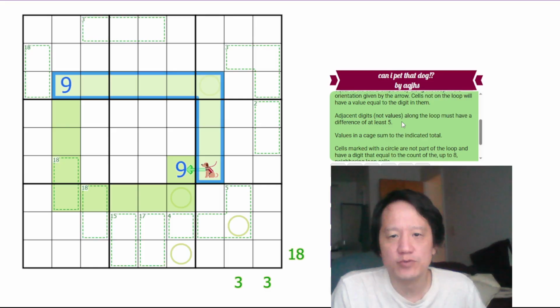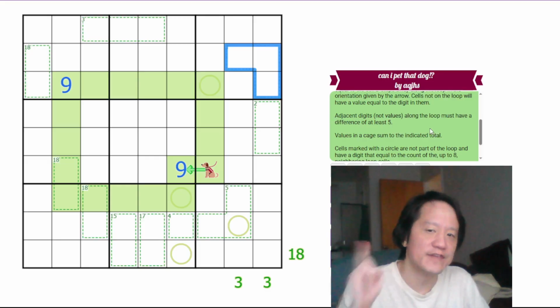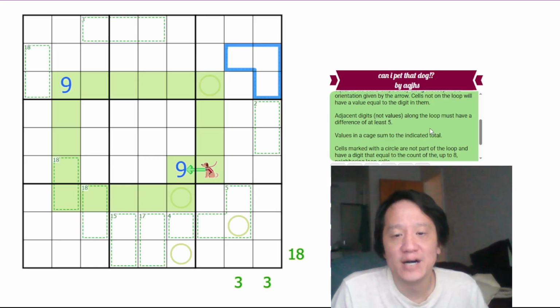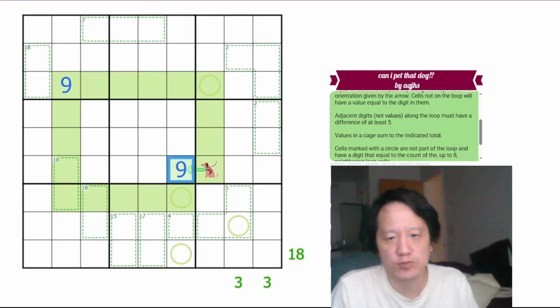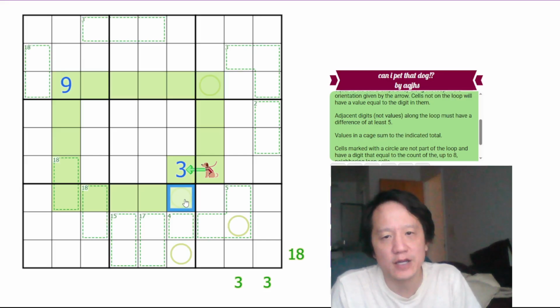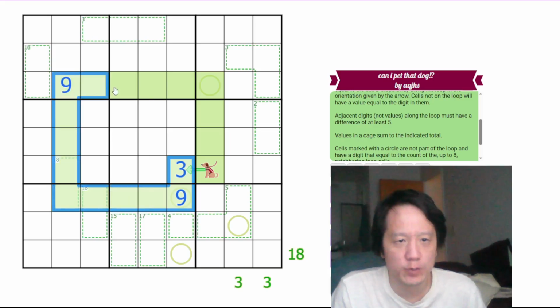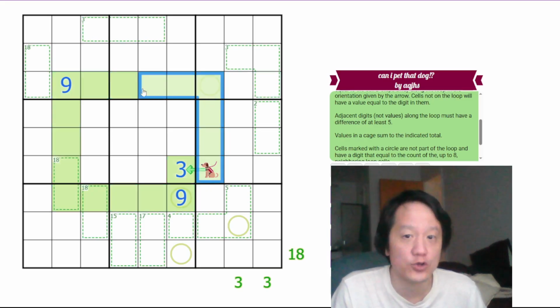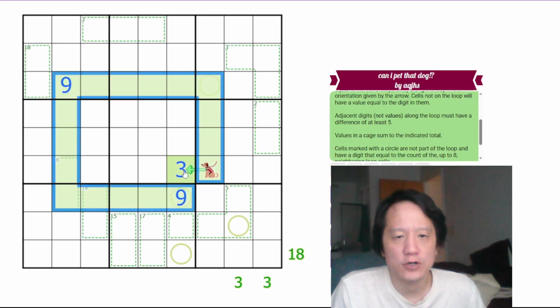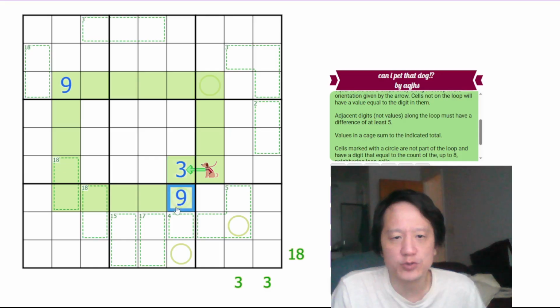Cells not on the loop have a value equal to their digit. Adjacent digits on the loop, not values along the loop, must have a difference of at least 5. So for example, if this were a 3, this would have to be an 8 or a 9, because the loop acts as a German whisper loop. The only digits which are 5 or more away from 3 are 8 and 9.